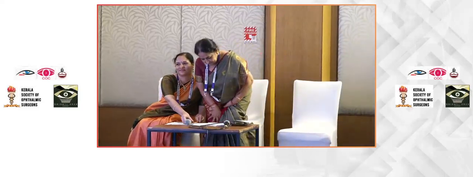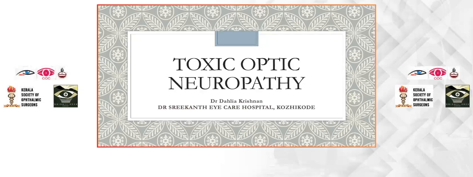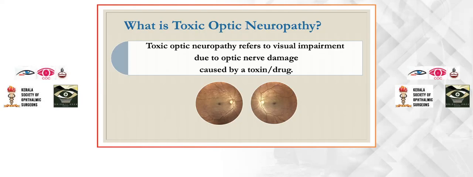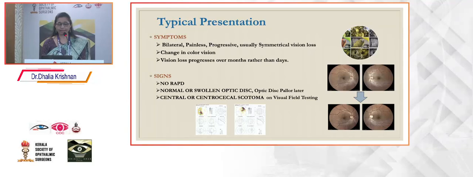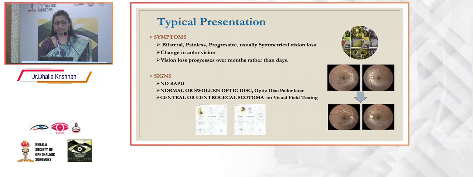Thank you, Dr. Soumya, for that opportunity. Good afternoon, all. I would be sharing my insights on toxic optic neuropathy. As the name suggests, toxic optic neuropathy refers to visual impairment due to optic nerve damage caused by a toxin, which may be a drug. It typically presents with bilateral, painless, progressive, usually symmetrical visual loss, with changes in color vision. Here, the vision loss progresses over months rather than days. On examination, there is no RAPD. The optic disc may be normal or swollen. Optic disc pallor appears later with central or centrocecal scotoma.